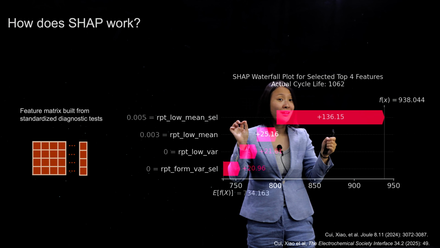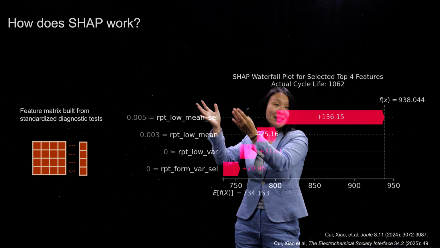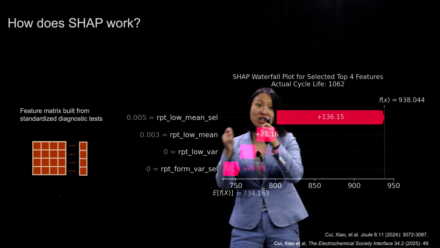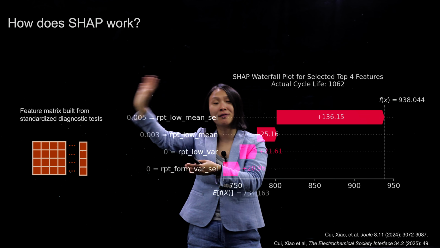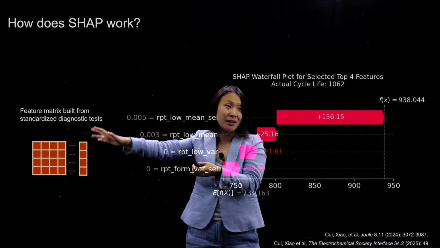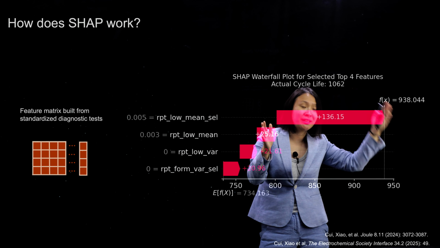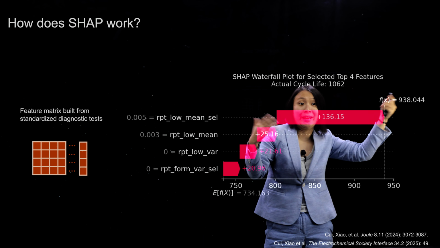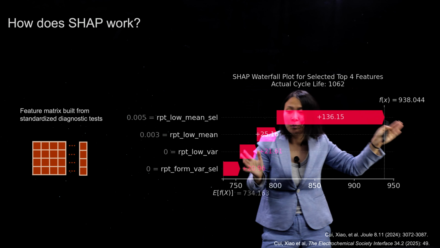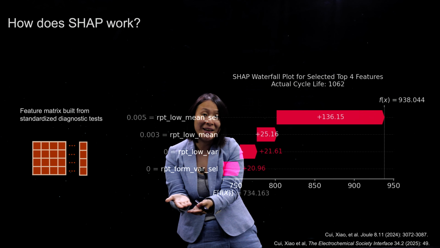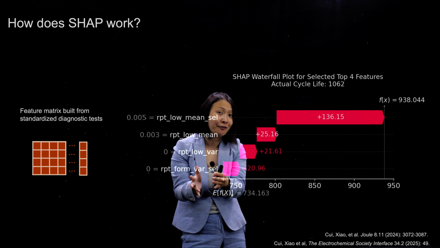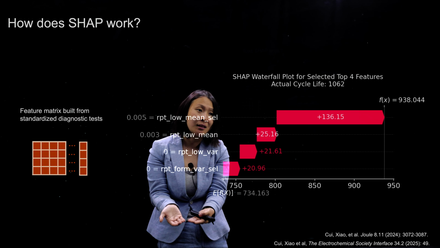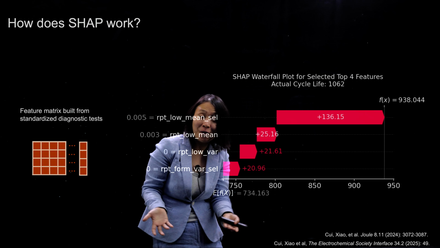So that's kind of a note to remember. With the SHAP analysis, we are interpreting our models. We are interested in knowing which of the more than 80 features in our feature matrix impact the prediction outcome, this 938 cycle life, where it comes from. So let's first think about the base, which is the average. The average cycle life of this database, the data we used to build our predictive model, is around 734.